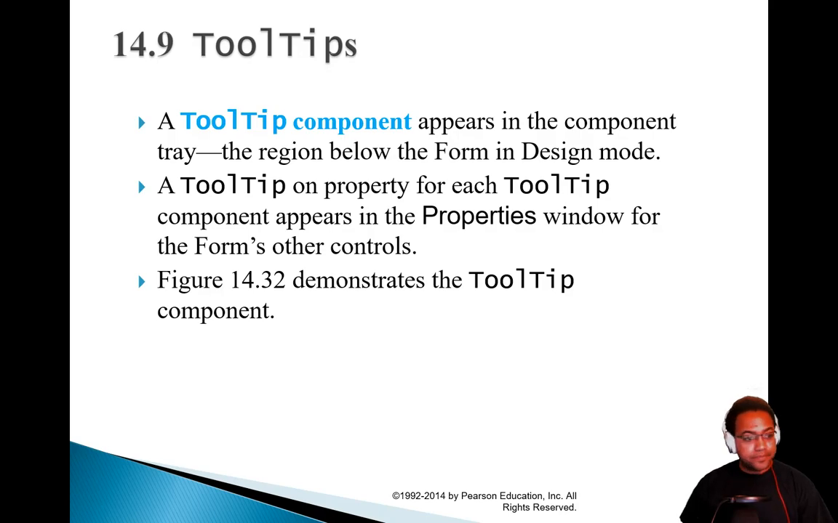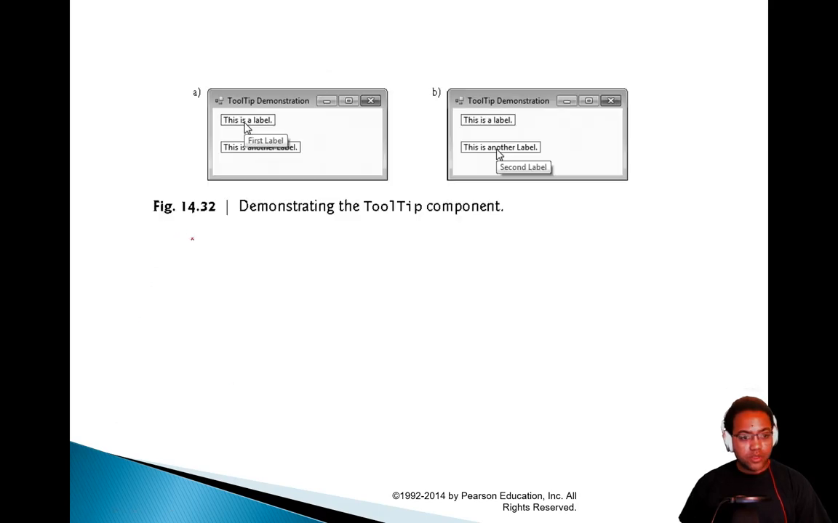All right, let's jump back in. So a tooltip component appears in the component tray. A tooltip on property for each tooltip component appears in the properties window for the form's other controls. And here we go. Tooltip. I think you've seen these before. They basically just tell you, hey, this is what this does, or this is what this is.